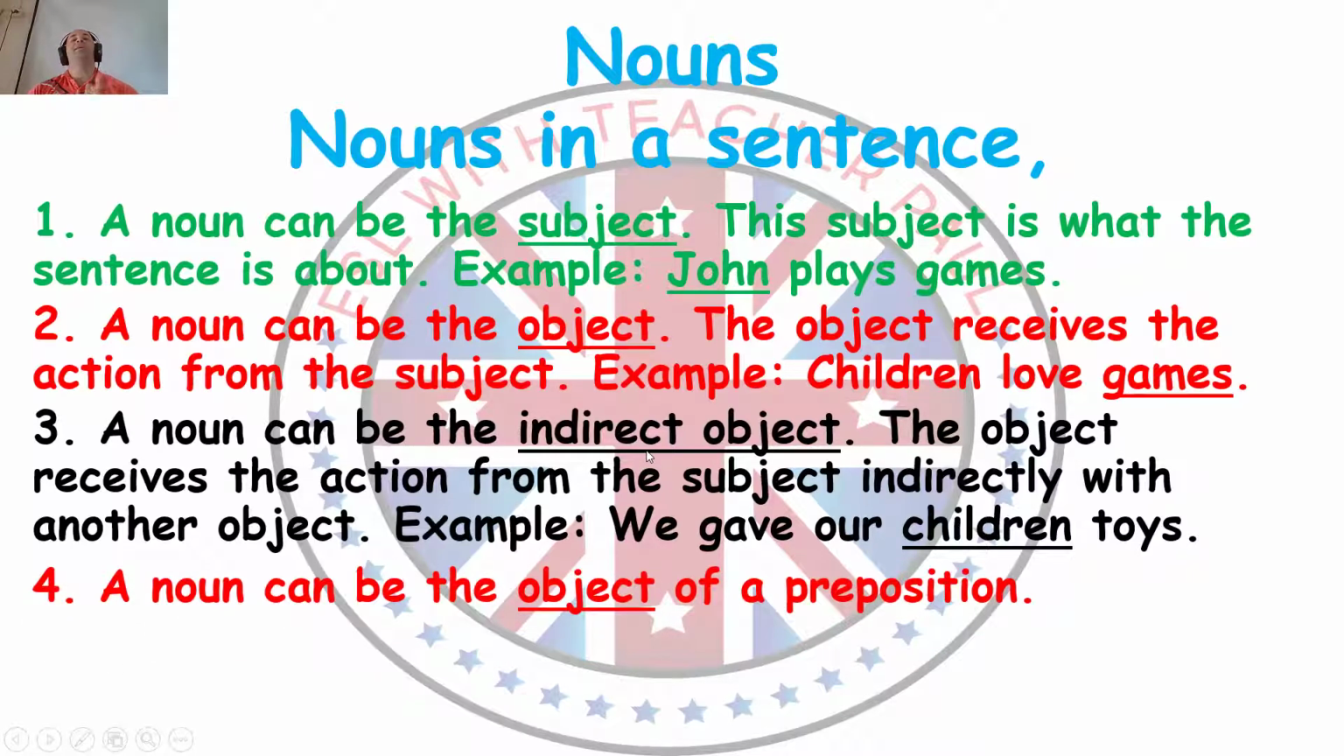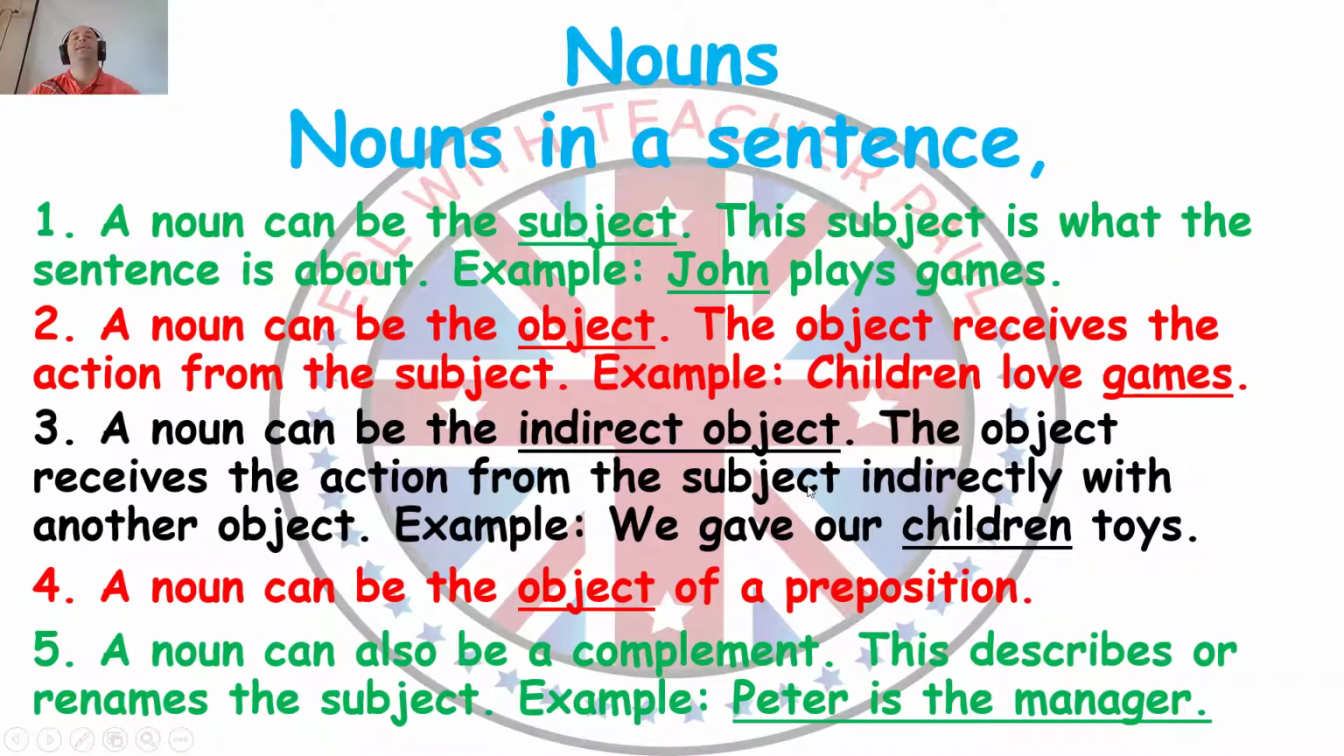A noun can also be the object of a preposition. That is another one. She smiled with happiness. Something like that. And the last one, a noun can also be a complement. This describes or renames the subject. It gives more information. For example, Peter is the manager. Who is Peter? He is the manager. That's his job. And manager describes Peter. It gives more information about him, or it renames him. Peter is the manager.